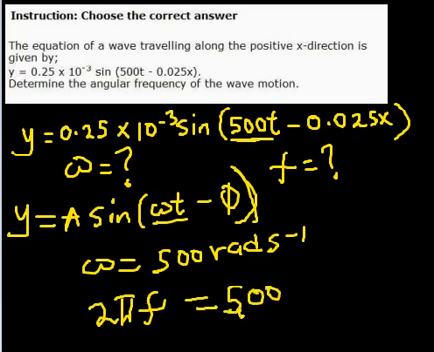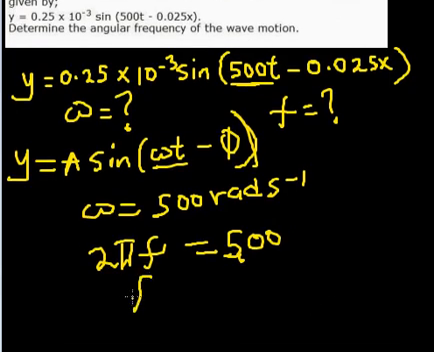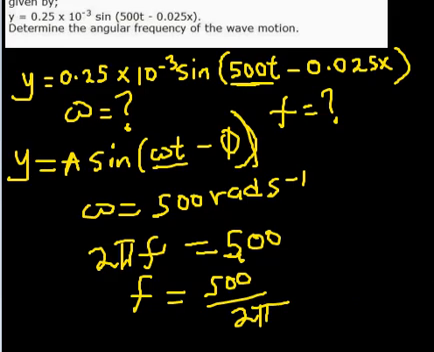Right? So it is easy now for you to get the frequency. That's frequency now becomes 500 divided by 2 pi. I'm just showing you exactly how you actually work with the equation of a wave.